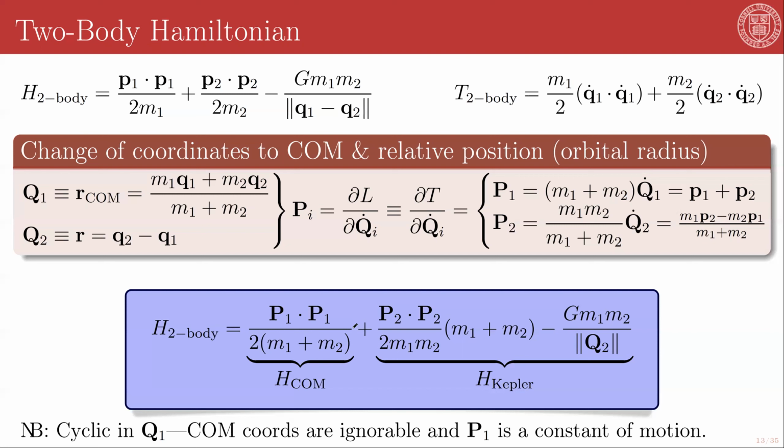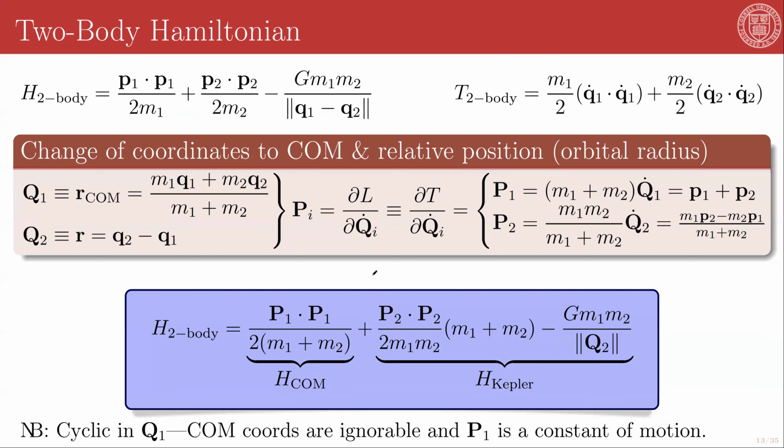The key point to be taken away from all of this is that the two-body Hamiltonian is cyclic in the capital Q1 coordinates. The center of mass coordinates are ignorable, and P1 is a constant of motion, which we knew all along. We started out with this basic result that the center of mass of the two-body system does not accelerate and does not in any way contribute to the dynamics of the system. It is completely ignorable. We can just focus on this H Kepler part, the Keplerian interaction of a two-body system, and ignore whatever the center of mass is doing because it does not affect our dynamics whatsoever.